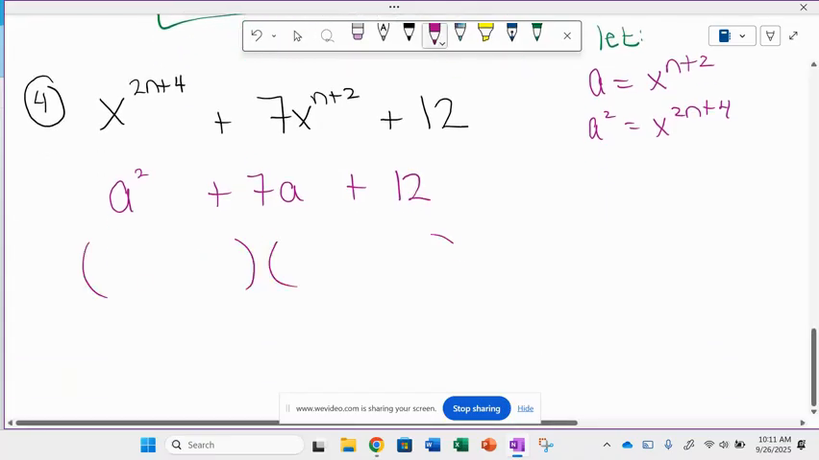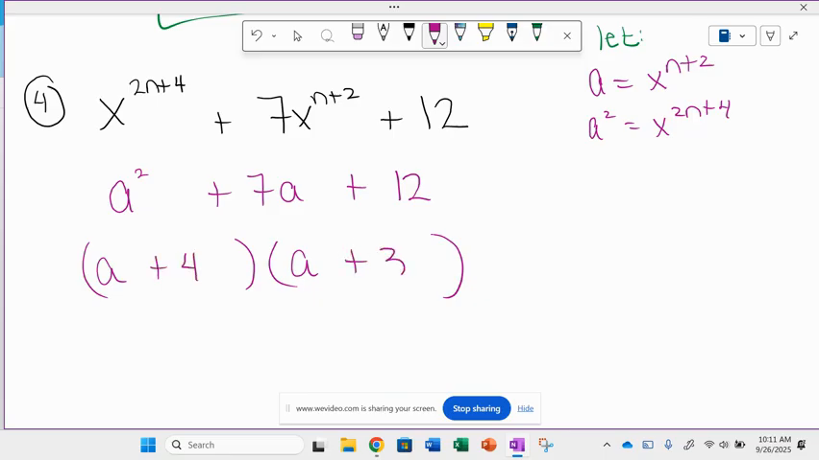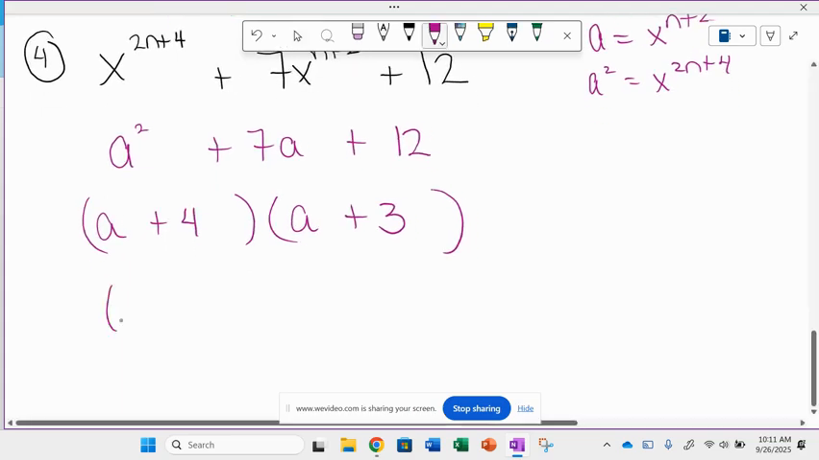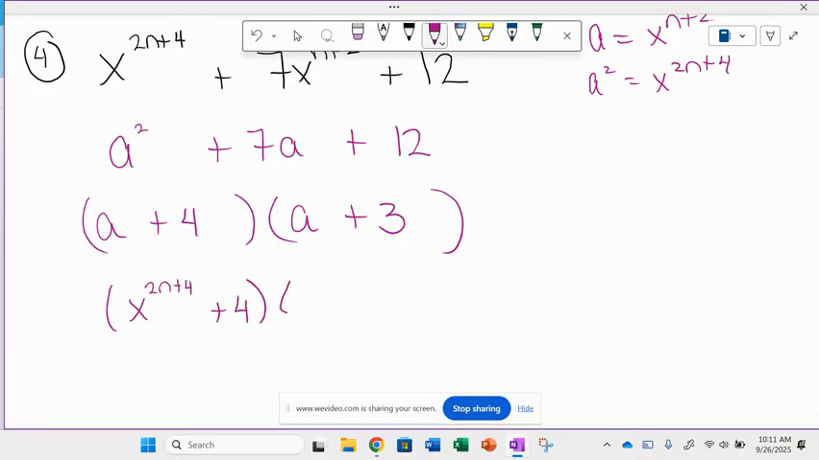And now we factor. This is nice because it doesn't have a leading coefficient, so it's very straightforward. What are factors of positive 12 that add to a positive 7? 4 and 3. So plus 4, plus 3. Can I leave my answer like this? No, I have to sub back in. So this becomes, oh, no, sorry, that's not right. x to the n plus 2, and then x to the n plus 2 plus 3.